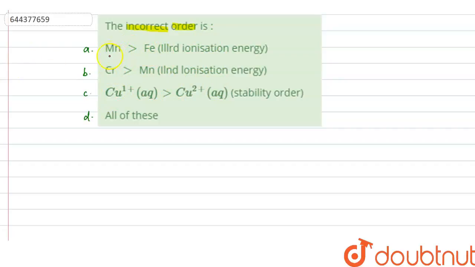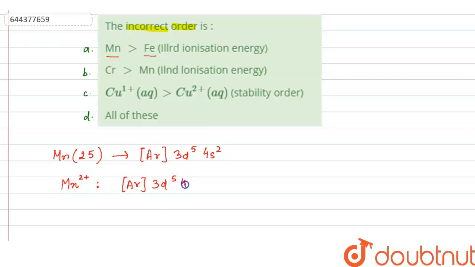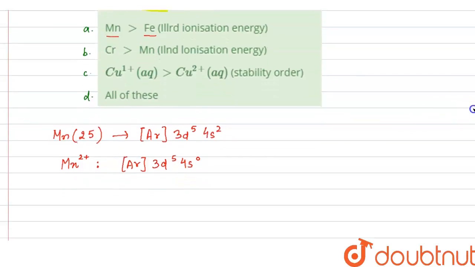Now in option A, it is given that the third ionization energy of manganese is greater than iron. We have to find out whether this order is correct or not. So let us see. If we talk about manganese, it has atomic number 25 and its configuration is argon 3d5 4s2. So when it loses two electrons, those two electrons will be lost from 4s, so its configuration will be argon 3d5 4s0. So two electrons are already lost.